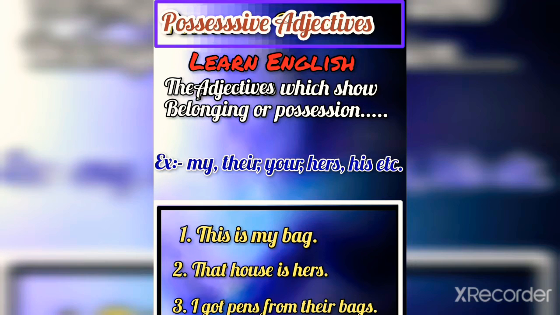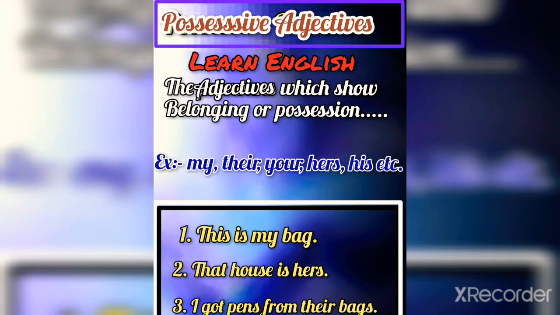Okay, next one is that the house is hers. So here house is the noun and hers is the possessive adjective, because possessive adjectives show the belongingness. So here the word hers is also telling about the belongingness of the house.